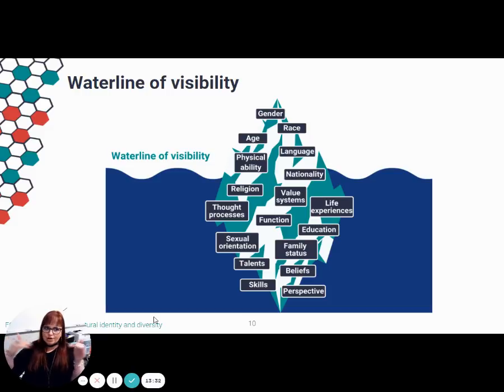Those things may be below the surface unless you're in somebody's core inner circle. People that see you just from the outside may not know all of these things that are below the surface. So I want you to take a moment and look at all those and start thinking of, what makes me me? What do people see just from above the waterline, and what is below?